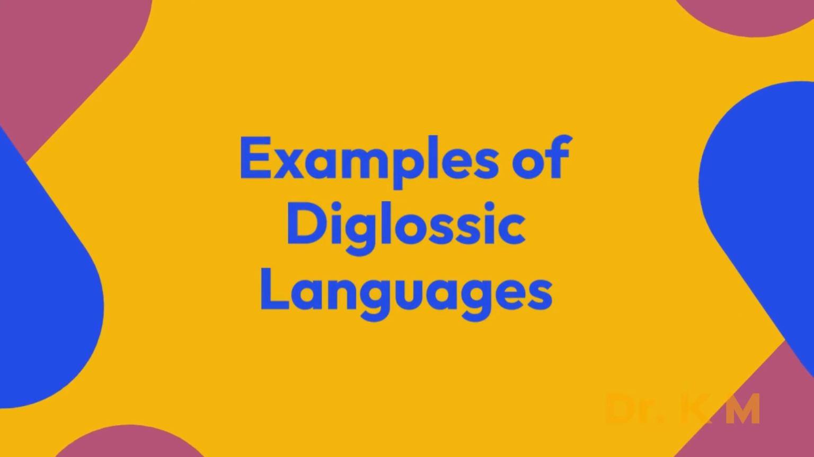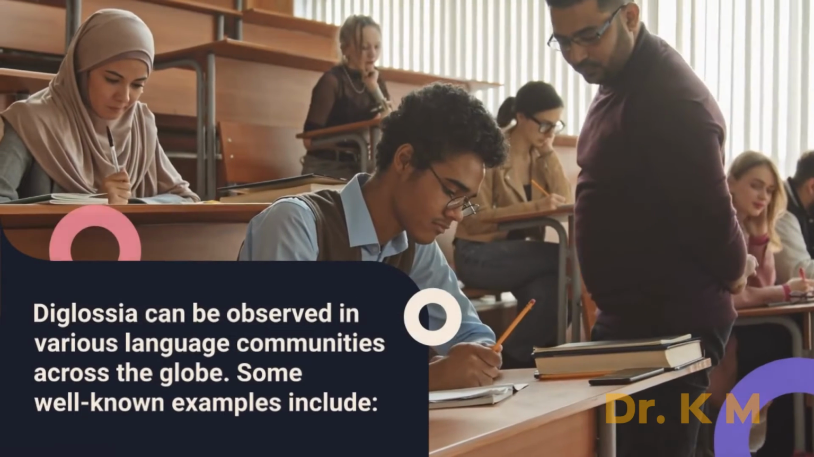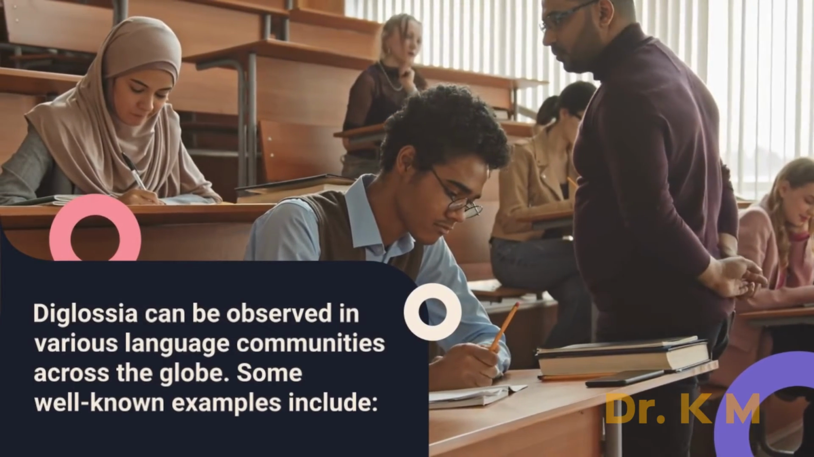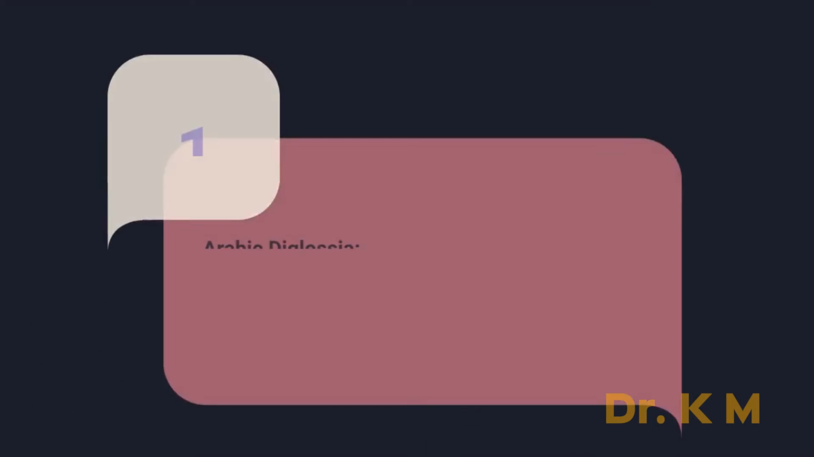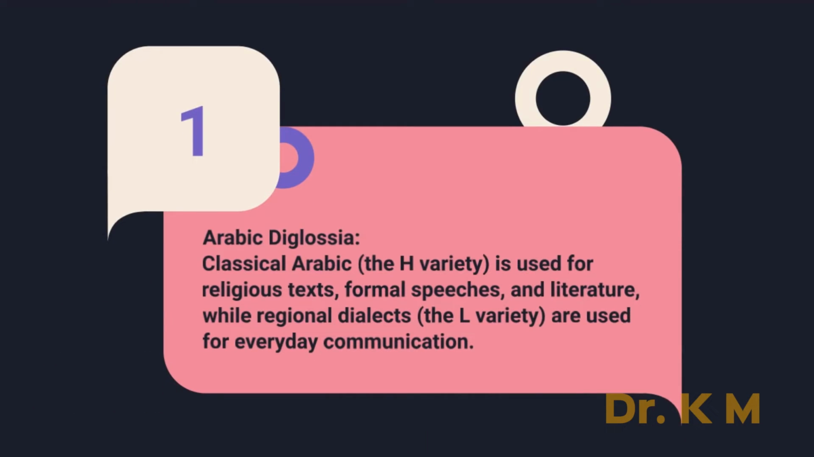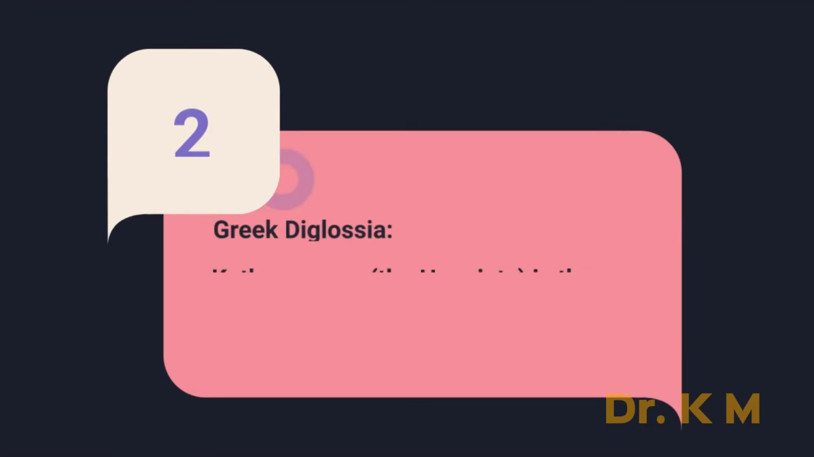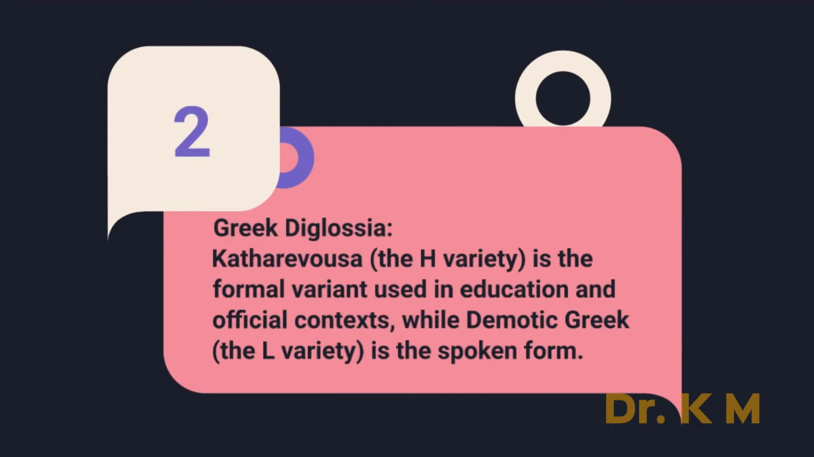Examples of diglossic languages. Diglossia can be observed in various language communities across the globe. Some well-known examples include: 1. Arabic diglossia. Classical Arabic, the H variety, is used for religious texts, formal speeches, and literature, while regional dialects, the L variety, are used for everyday communication. 2. Greek diglossia. Katharevousa, the H variety, is the formal variant used in education and official contexts, while Demotic Greek, the L variety, is the spoken form.